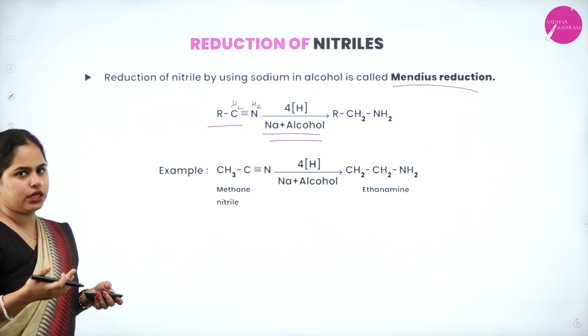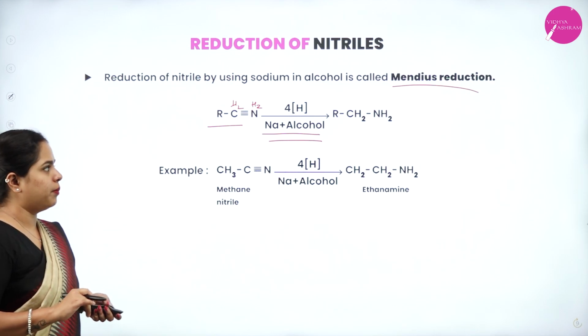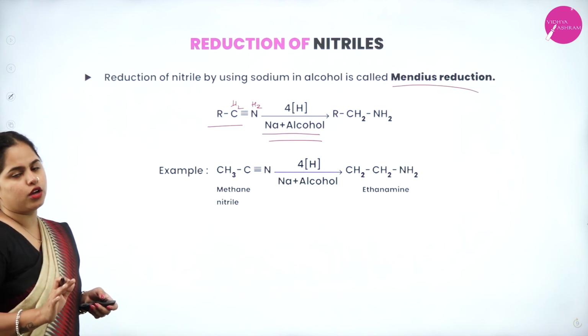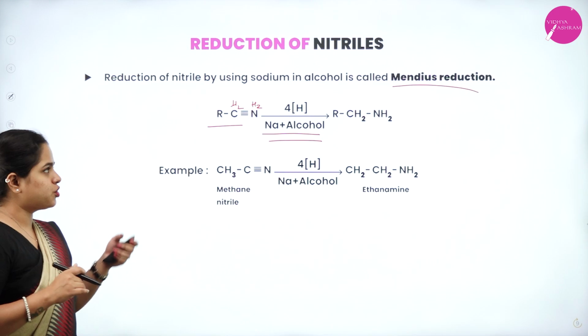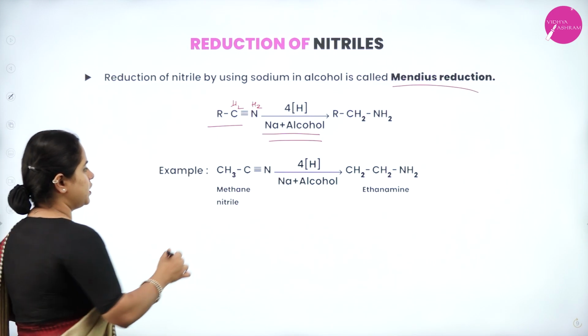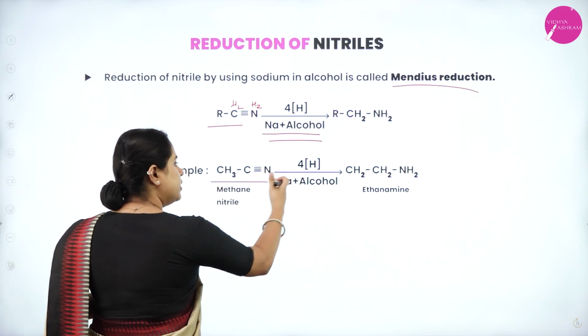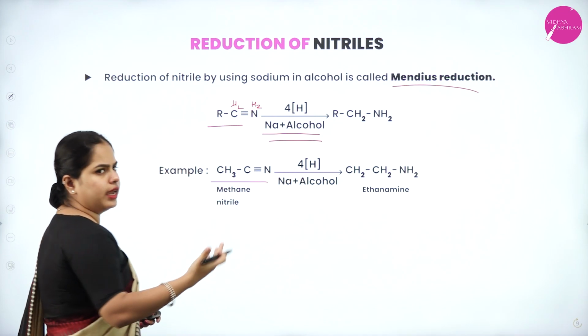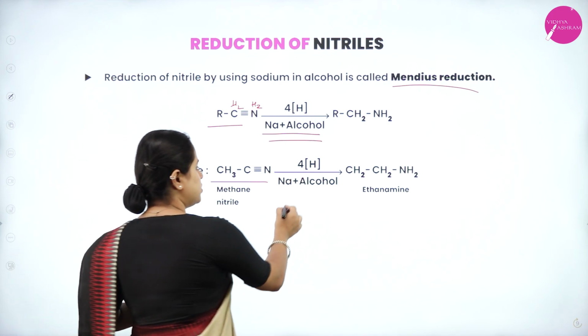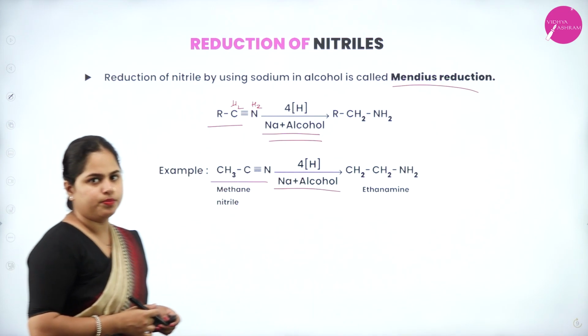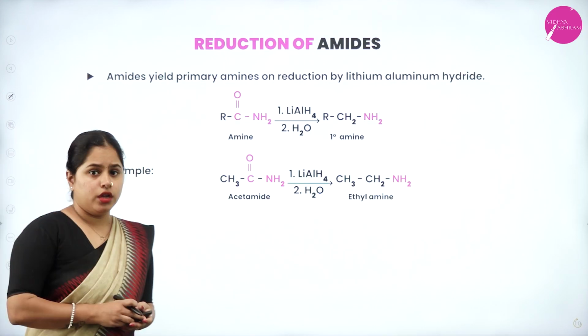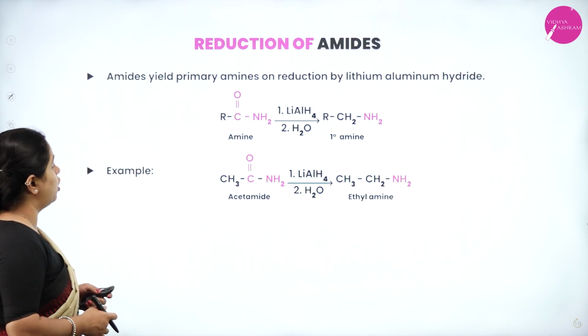Here we have used hydrogen in presence of nickel, that is hydrogenation in presence of nickel. Here what is happening? Sodium in presence of alcohol is what you are using. So that is called as Mendius reaction. So you have CH3, C triple bond N, and the product you are going to get is again the ethanamine itself, but you are using sodium in presence of alcohol, which is called as Mendius reaction. Now moving on to the next one, that is reduction of amides.